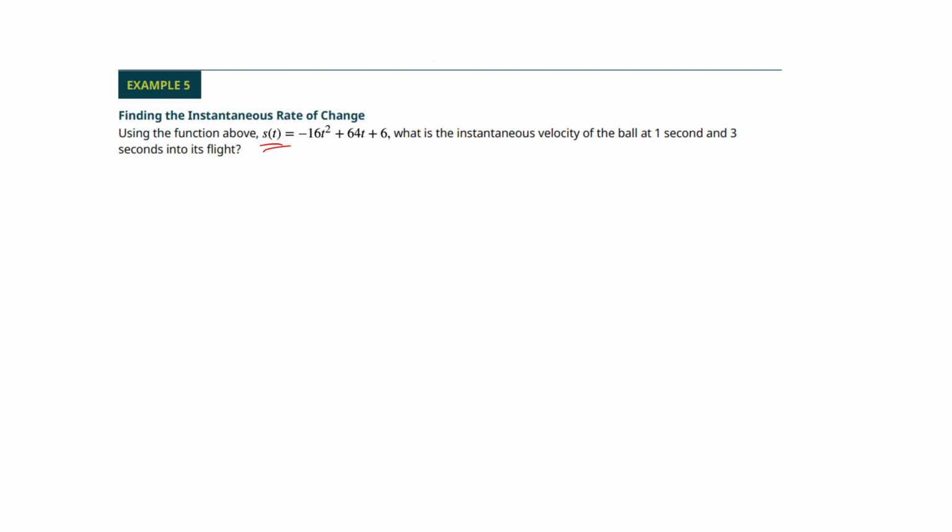So what we want to know here is the velocity at these two different times, at 1 and 3. So what we need is the instantaneous rate of change. What we need is the derivative, and if we have that general derivative equation, we can then put in 1 and 3 to find the specific rates of change at that point.